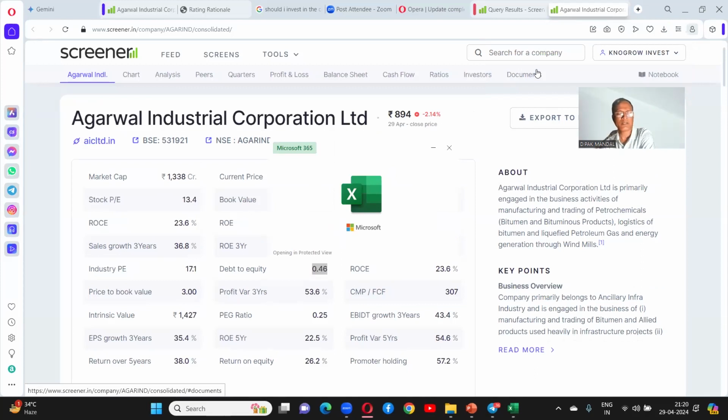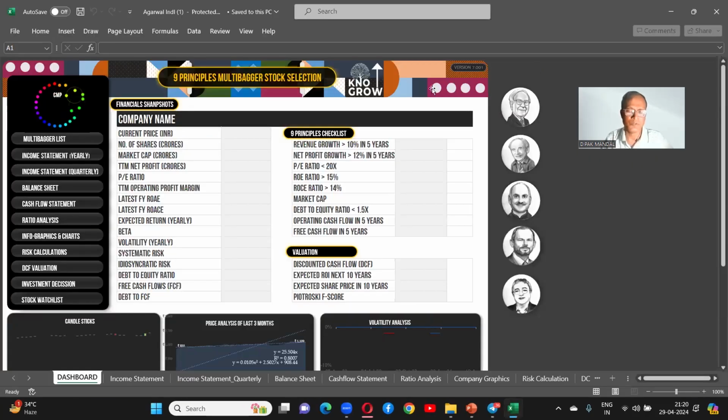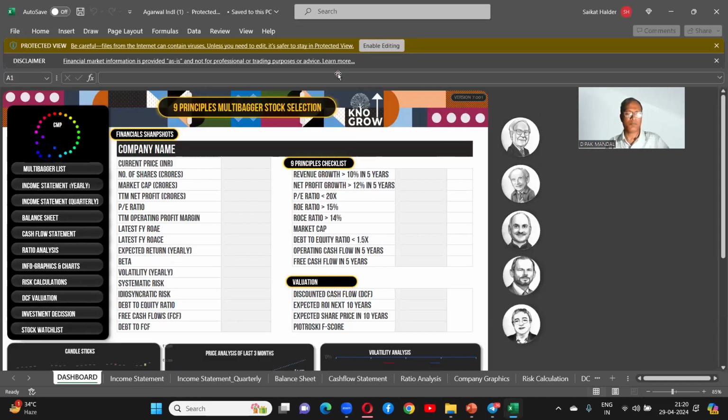The idea for the class is basically to explain fundamental and technical analysis to all of you, so that you can trade with more perfection.